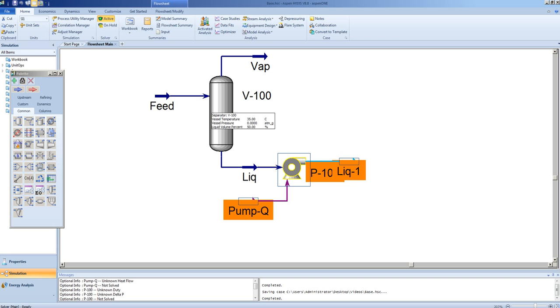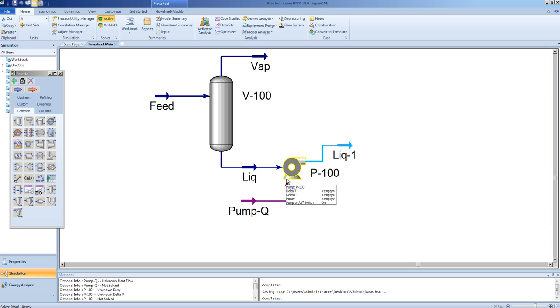Why would you add a pump to a flow sheet? A pump is added to a flow sheet for 2 reasons. 1, to raise the pressure of the liquid to some operating pressure that you require. And 2, to determine, if a pump is used in a real process, what would be the duty required for the pump. And you can of course relate that duty to the cost of the utility to run the pump.